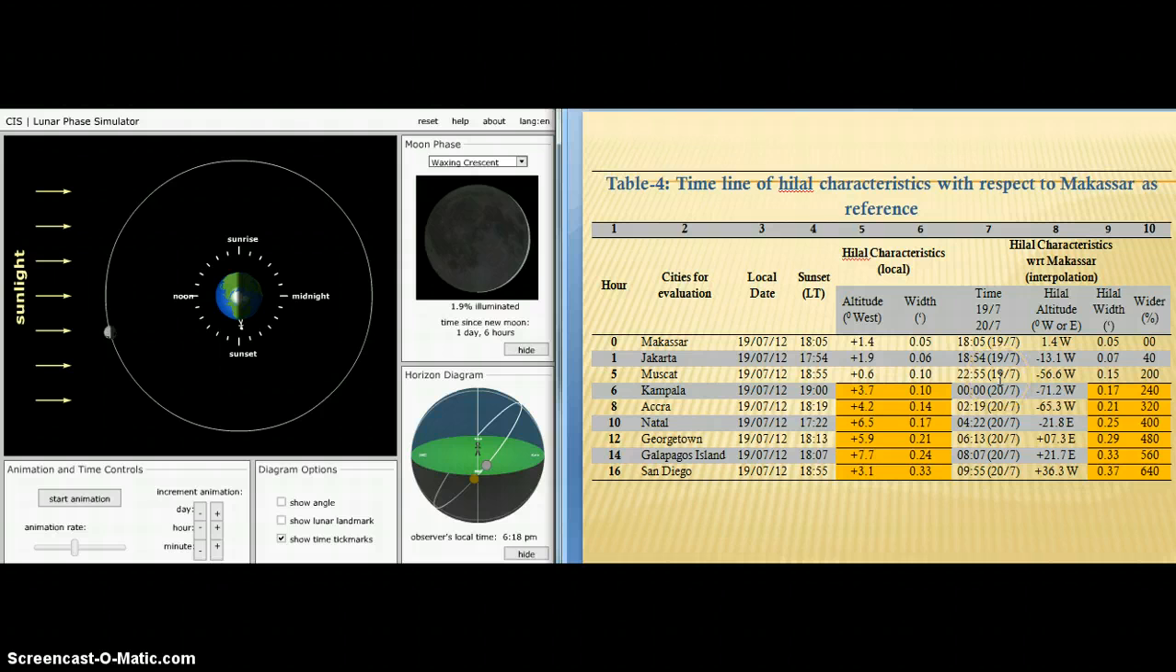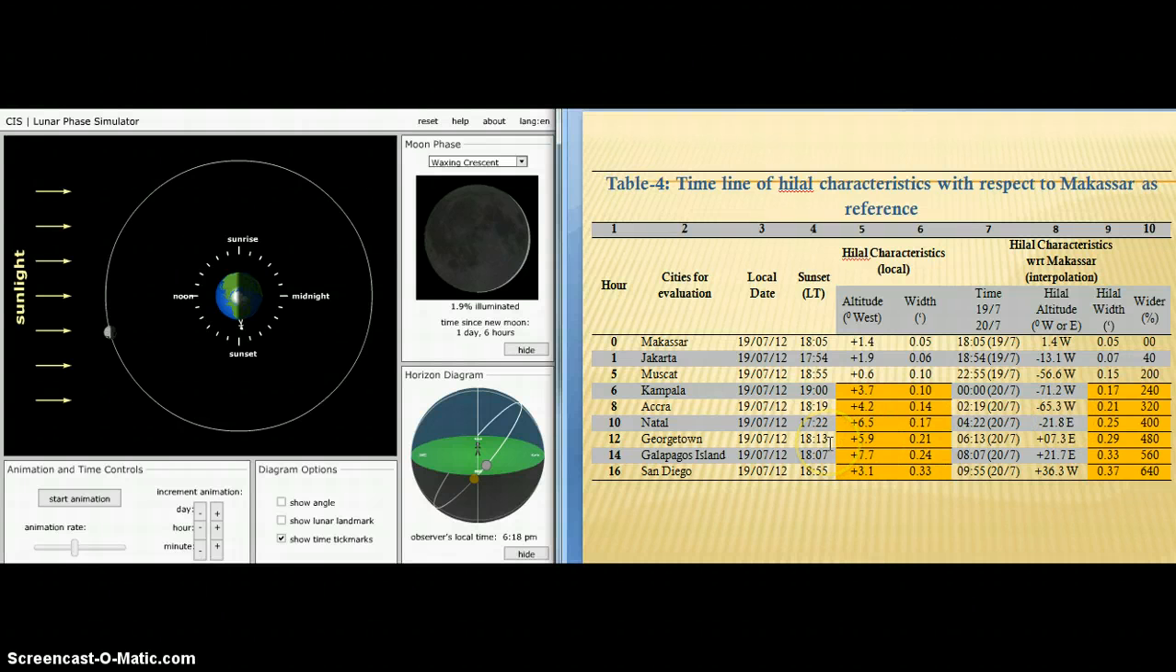With the calculated growth of the thickness of the crescent and the apparent orbit of the moon, the characteristics of the crescent with reference to Makassar at sunset in Kampala will be: crescent altitude is minus 71.2 degrees in the western horizon, while the thickness of the crescent will be 0.17 minutes. The crescent is therefore 240% thicker than at sunset in Makassar 6 hours earlier.